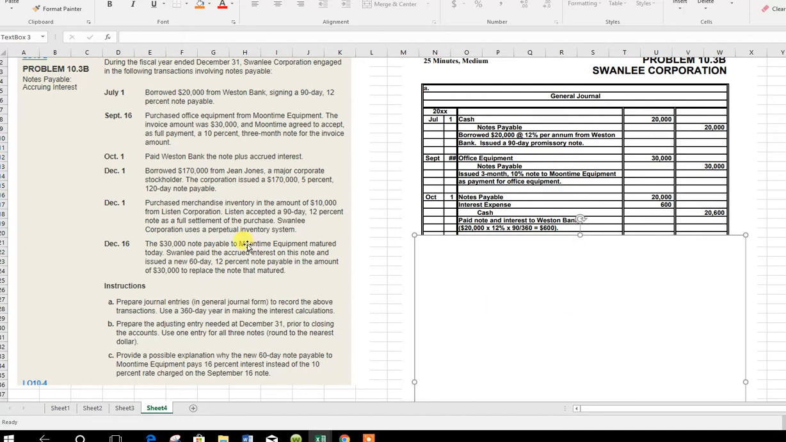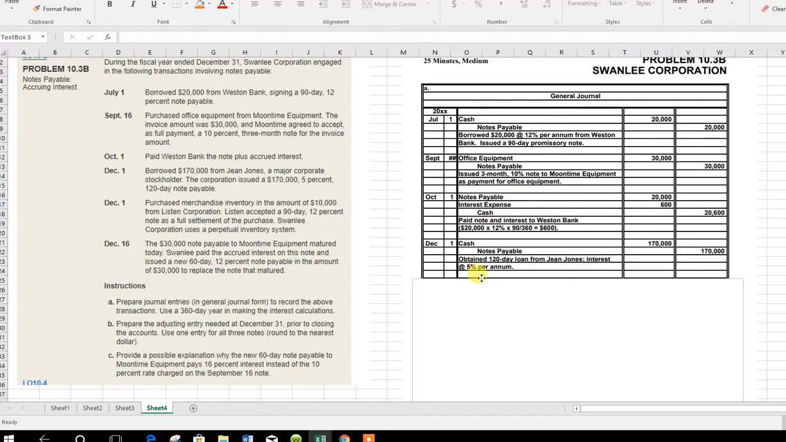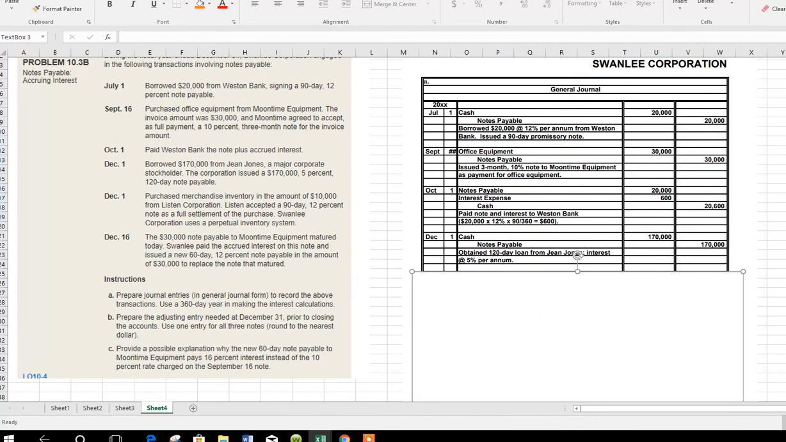I now borrowed money from Gene Jones, a major corporate shareholder. The corporation issued a $170,000, 5%, 120-day notes payable. So I borrowed it from her, so I have a notes payable, and I got cash. So cash and notes payable, no different than the first one, but I've got a 120-day loan at 5% interest. And remember, interest is always, always, always stated on an annual basis. That's why I have to take 90 over 360, and that has to do with federal truth in lending laws.